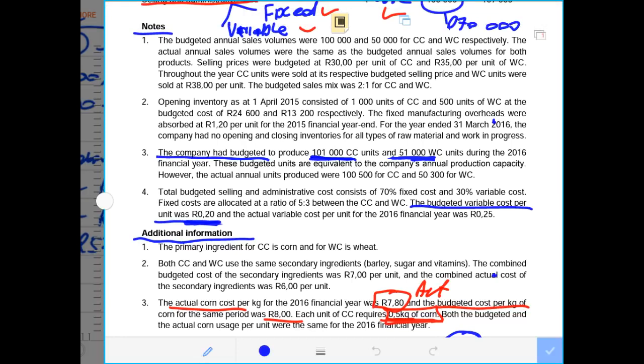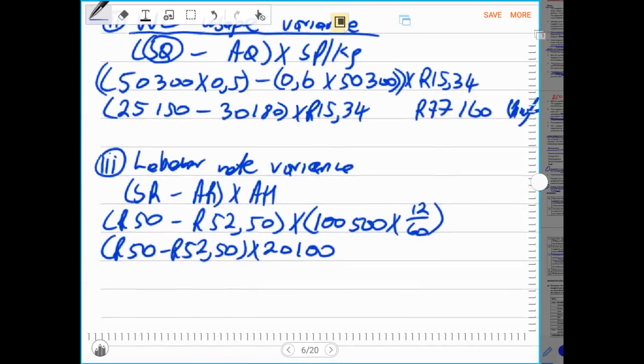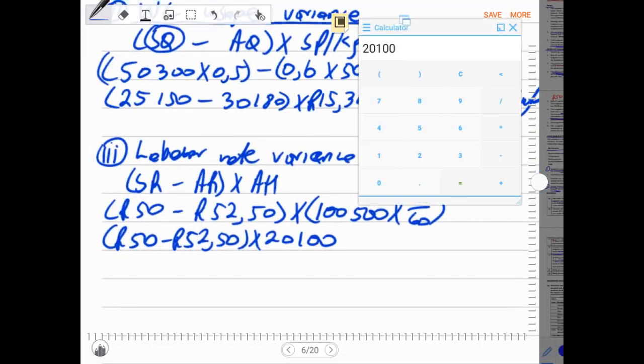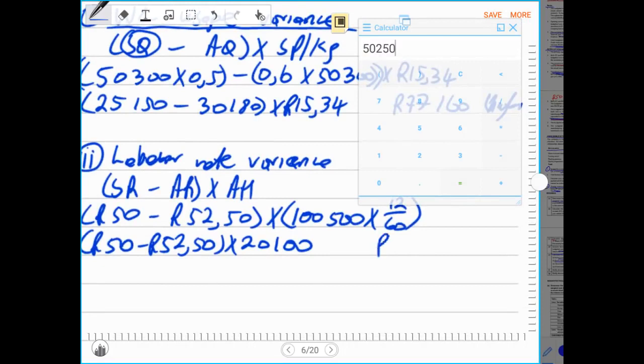So now we had our actual units produced, 100,500 for product CC and 50,300 for product WC, but we are only doing for the corn cereals. So this will be times that by 2.50, which gives us 50,250, and this variance is definitely unfavorable.